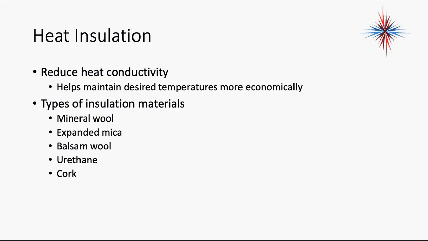But in older houses, you find what we call mineral wool. We use expanded mica. We use balsam wool. We use urethane. We use cork. Of course, we use fiberglass. I call it the evil pink stuff or the yellow stuff because it gets all over your skin and you itch for weeks. But you have so much insulation material now.